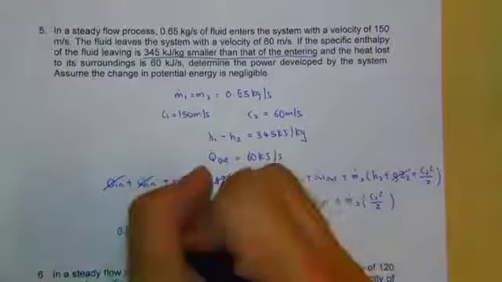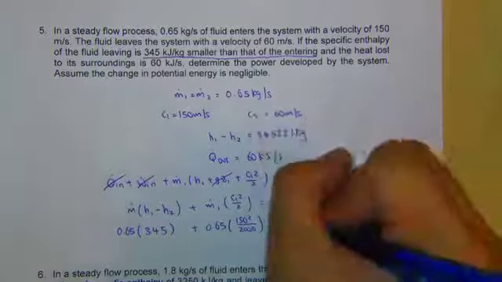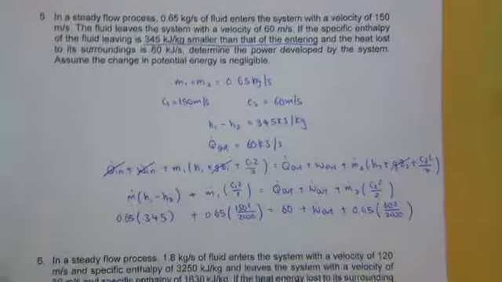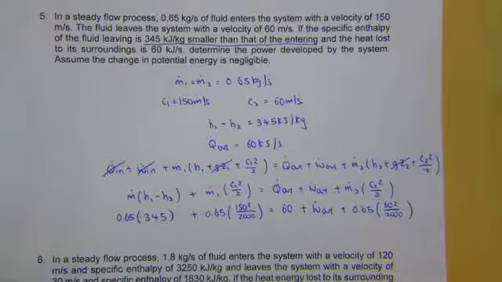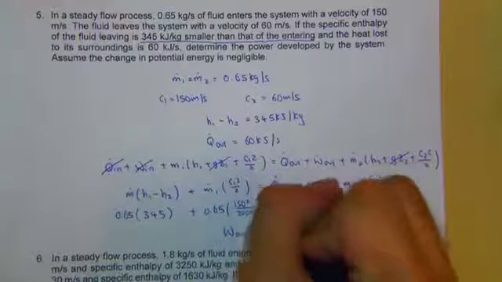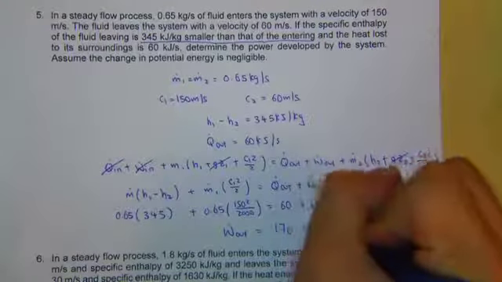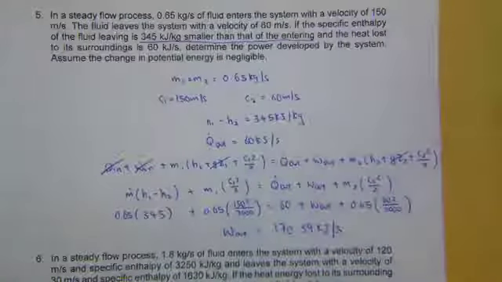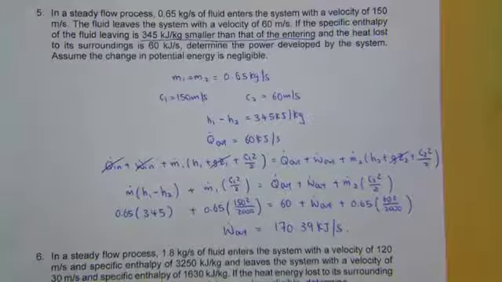So C1 is 150 squared over 2000. Bear in mind why we need to divide by 1000. Q dot out is 60 plus W dot out, which is our unknown, plus m dot 2 times C2, which is 60 squared over 2000. Okay, so that's it. Press your calculator and you will get your W dot out. In this case, it will be 170.39 kilojoules per second.